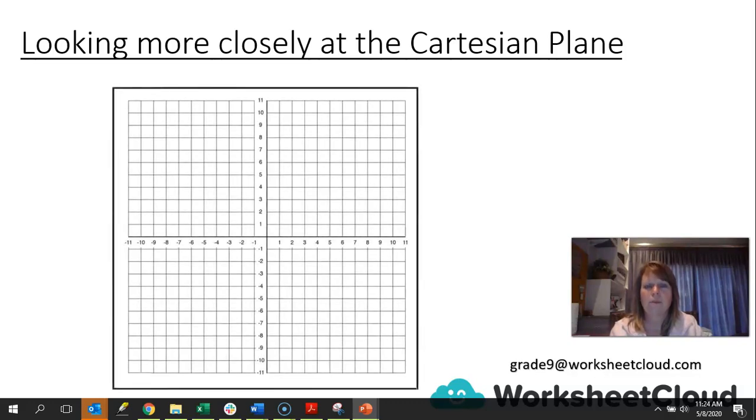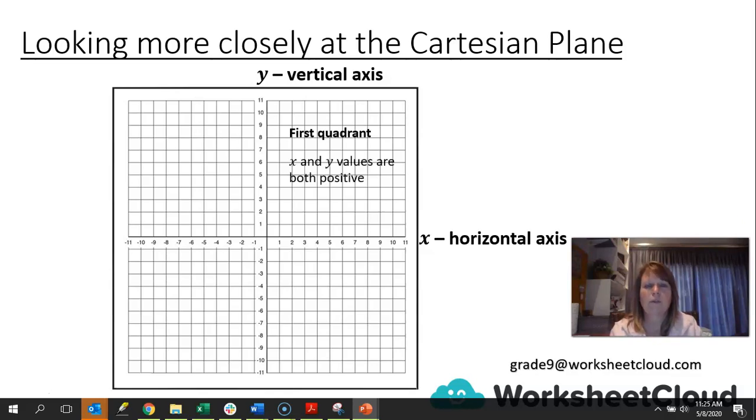So there we have the Cartesian plane. Remember I explained to you last time there's an x-axis, which is the horizontal axis, and the y-axis, which is the vertical axis, and where they meet is the point of origin, or you can say it's the naught value. But your Cartesian plane has 4 quadrants. So first of all, the x-axis, the horizontal axis, the y-axis, the vertical axis, and then we've got the first quadrant, and in the first quadrant, everything is positive. The y and the x values are both positive.